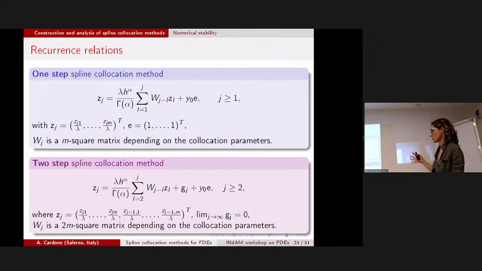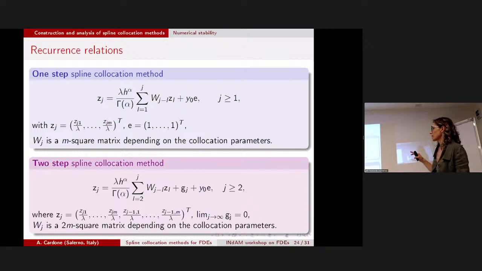Their expression is similar. The difference is that the matrices W_j are of dimension m in the case of one-step methods, and of dimension 2m in the case of the two-step collocation methods.